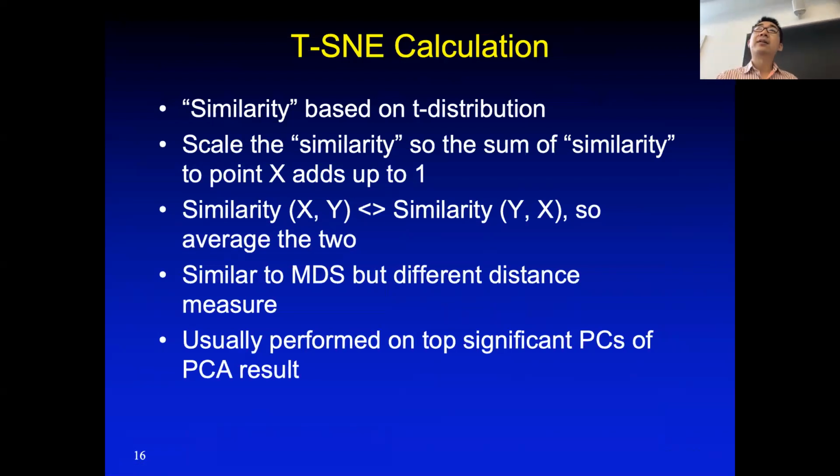And last, the t-SNE calculation is very time consuming. So people usually do not calculate t-SNE directly on the genes because it takes a very long time. They usually first perform PCA to do some dimension reduction, select the top significant principal components, then perform t-SNE on these components to speed up.